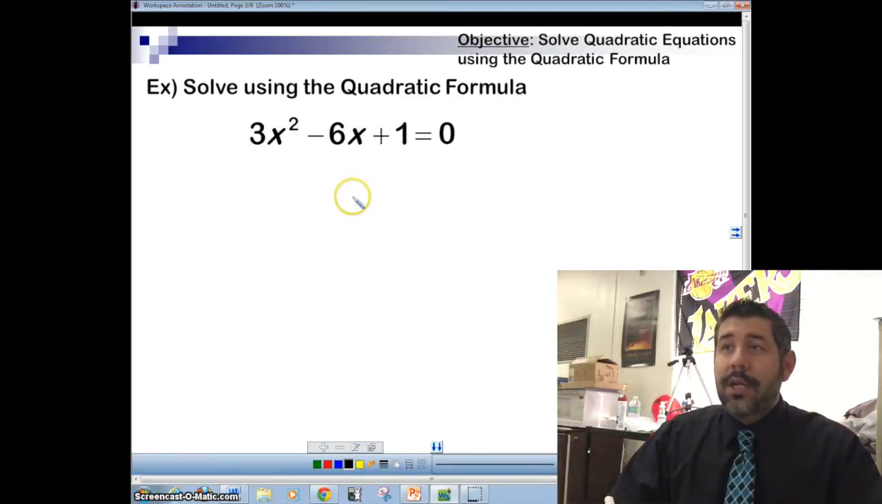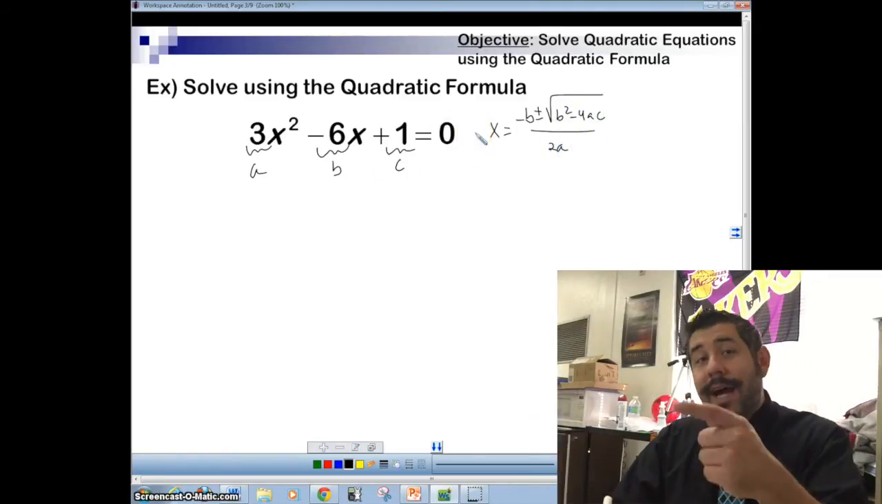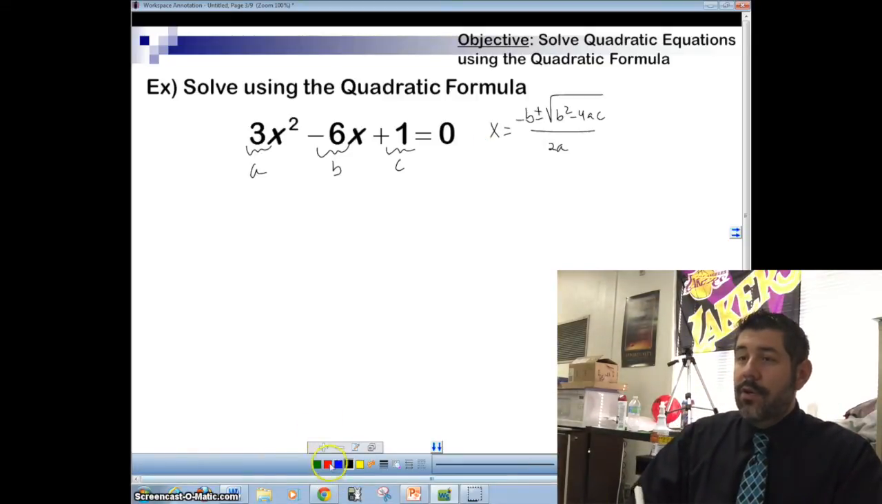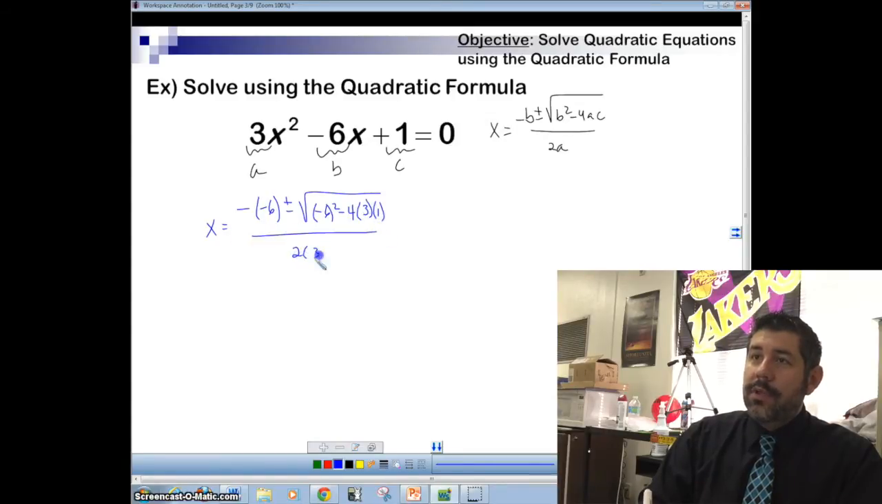Okay, so how are we going to use it to solve equations? Well, we're just going to label this as A, this is B, and this is C. We've got to remember the formula: x equals negative b plus or minus the square root of b squared minus 4ac all over 2a. And we're just going to plug these values into our formula. So let's go ahead and plug them in. We have x equals negative b, this is negative 6, plus or minus the square root of b squared minus 4ac all over 2a. You just plug it into the formula, and then we simplify.